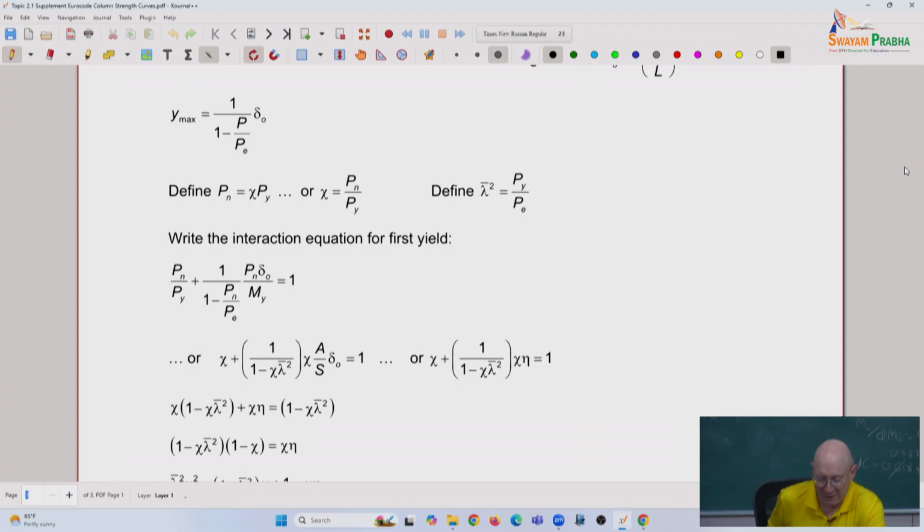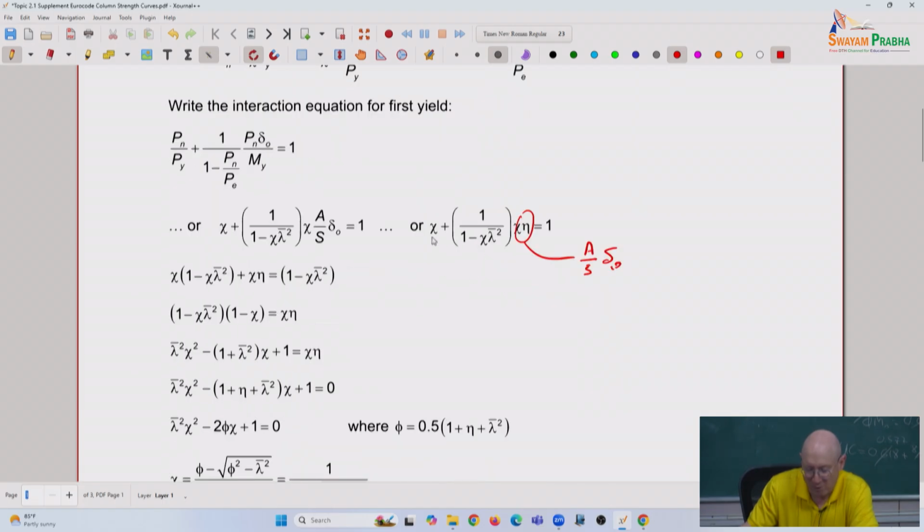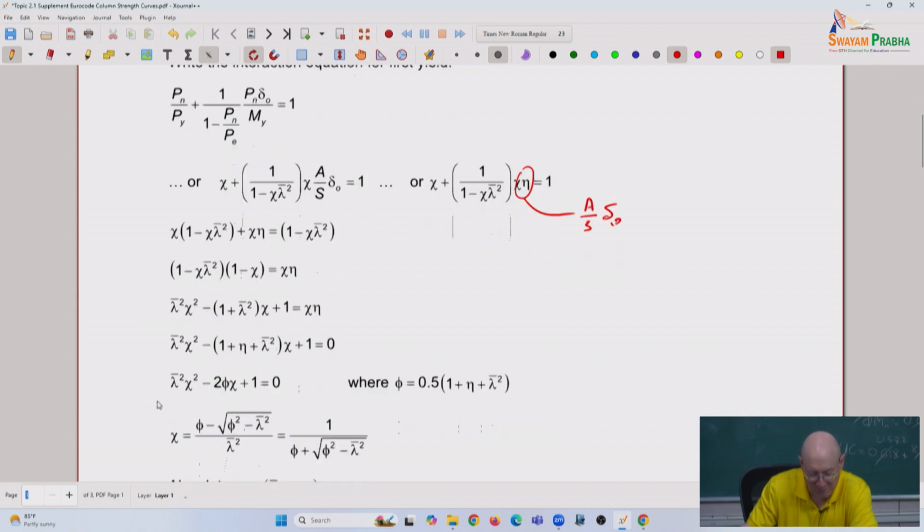Or to simplify terms, let's take this term and call it eta. So eta is basically A divided by S times delta naught in this derivation. So now I've got a formula that is relatively simple. If we now try to solve this formula for, at what chi value does this equality hold, we do a lot of algebraic manipulations to get it down to this form.